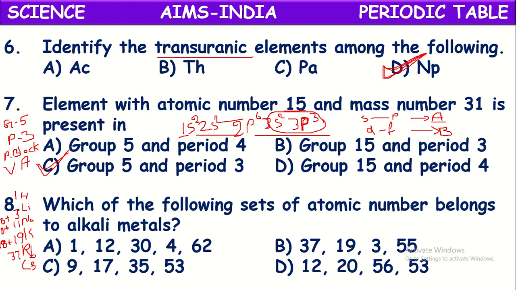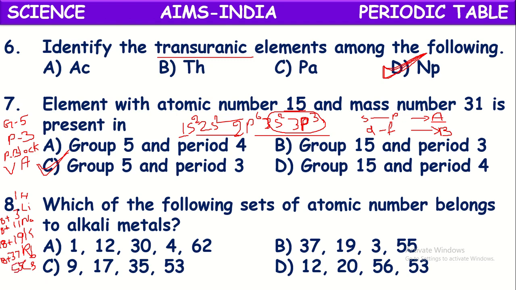And if you want to find the atomic number of cesium without remembering, we know in the fifth period also there are 18 elements. So if we add 18 to this 37, we get the atomic number of the next element, cesium, that is 55.